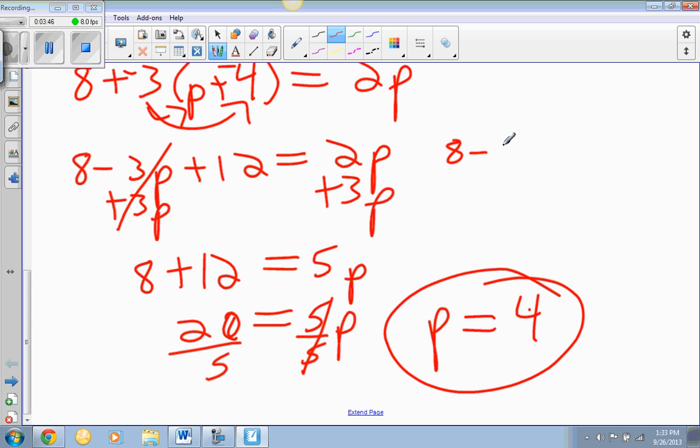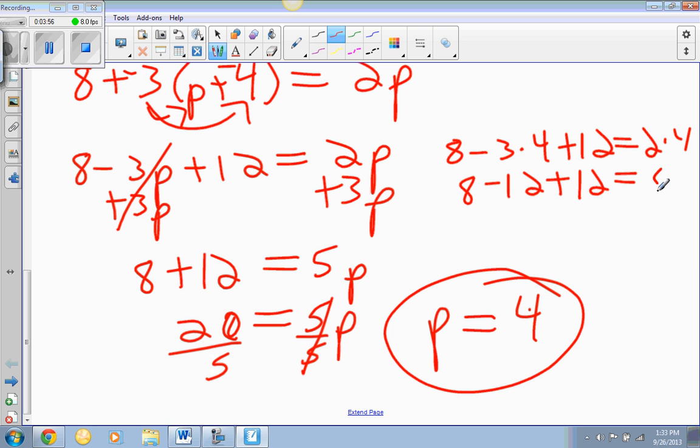So 8 minus 3 times 4. So wherever there's a p, I'm just going to plug it in. 2 times 4, 8 minus 12 plus 12 equals 8. We have a minus 12 and a plus 12, which cancels, so 8 equals 8. Yes, it does work. Okay, so we're just going to add another step to what we did on our last section.